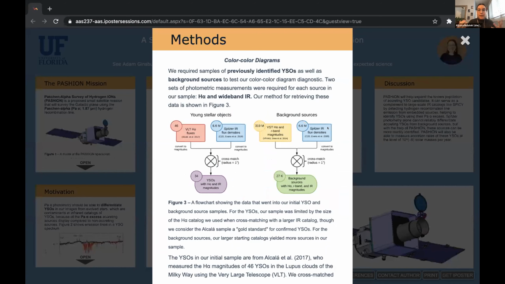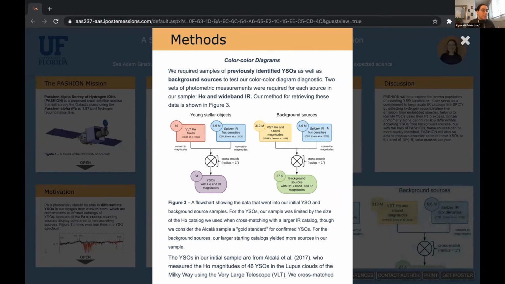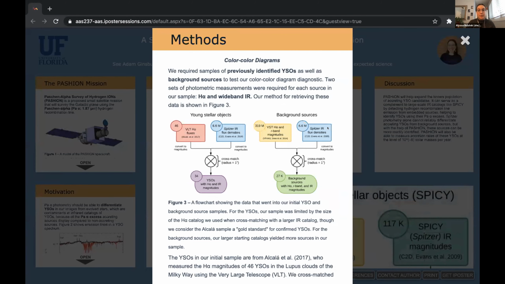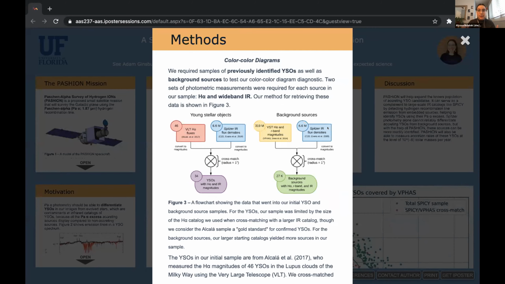So to create our color diagrams, we needed data from 2 different types of objects. We needed to have some examples of previously identified YSO candidates and also background sources that we didn't think were likely to be YSOs. And for each source in our color diagrams, we needed 2 types of photometry. We needed H alpha emission line photometry as well as wideband infrared photometry.